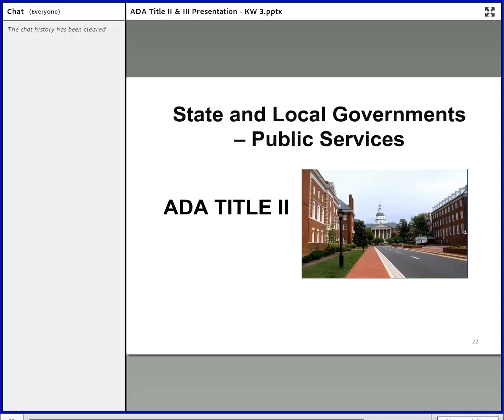Okay, so I went through that first part in a little more detail because there are employment provisions that are attached to Title II of the ADA, and again, you refer back to the EEOC regulations when it comes to those protections specifically. Now we're going to get into state and local government, public entities, or public services, and what their legal obligations are under the ADA.